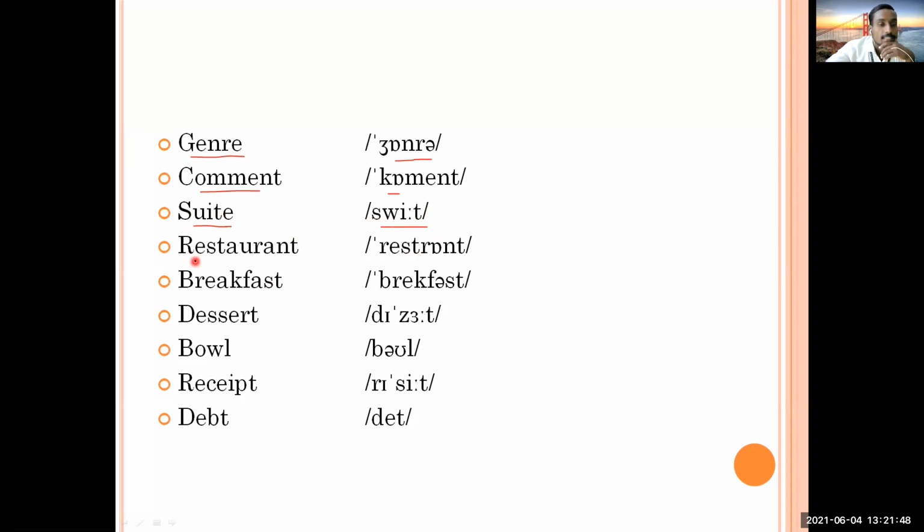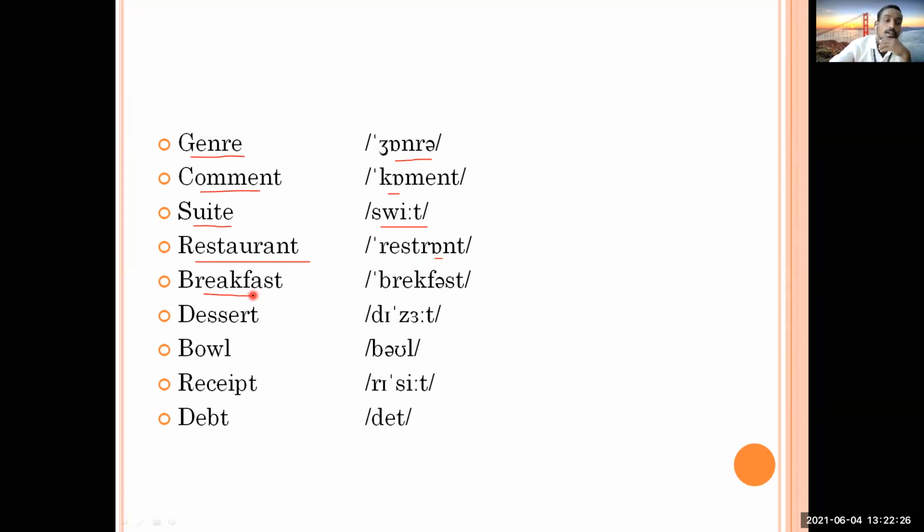Then next, what is this? Restaurant. Yes, it is not restaurant. We should not call it restaurant. It's restaurant. Okay, there is an os sound now. Restaurant. Then what is this? Pronounce this word. Breakfast.